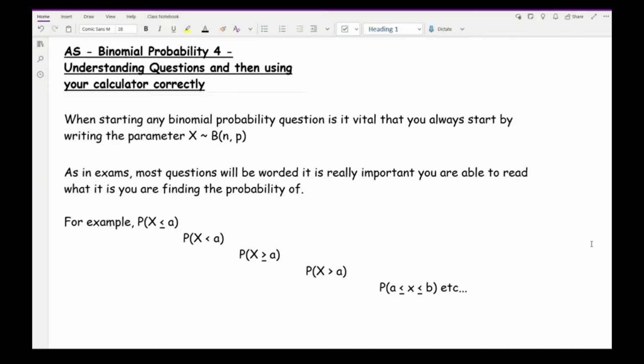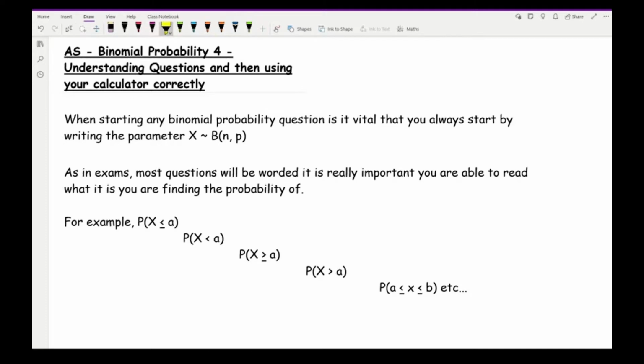Now, when starting any binomial probability question, it is vital that you always start by writing the parameter. And again, if you look through examiners' reports of mark schemes or exams, generally a lot of students tend to forget to start by writing the parameter. So it's always important that you start every single question.